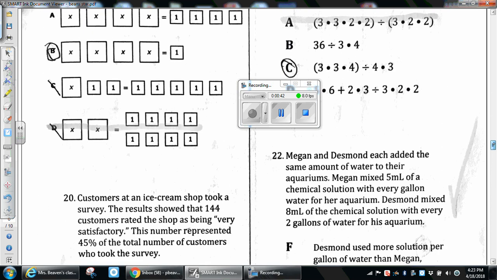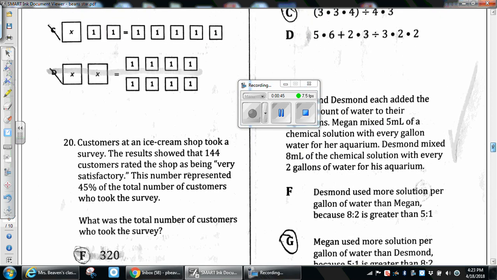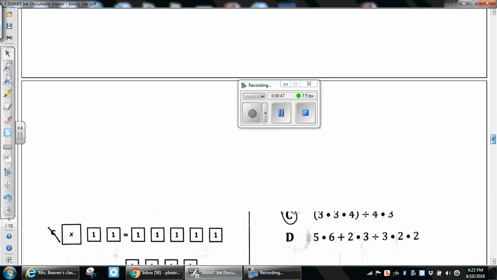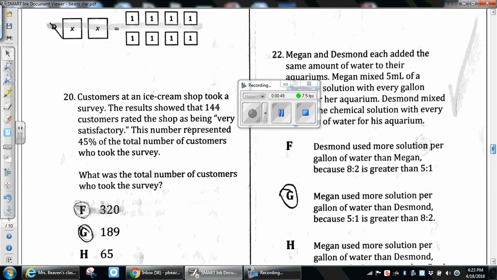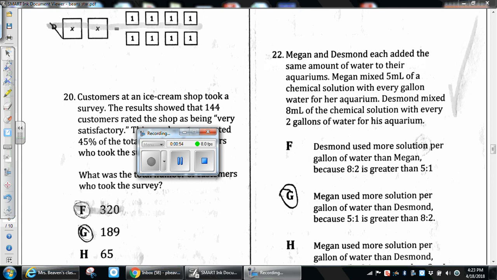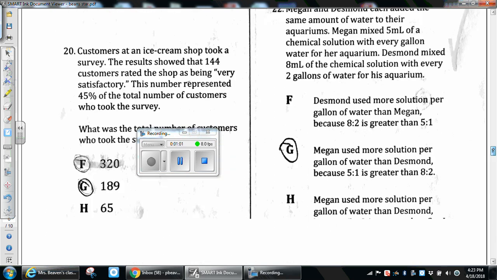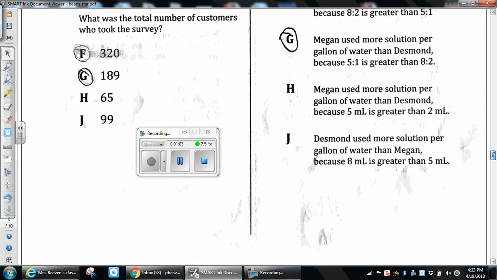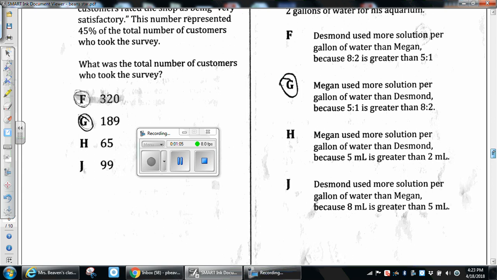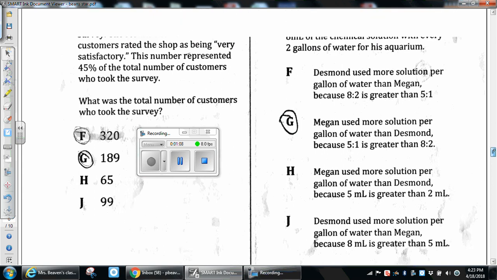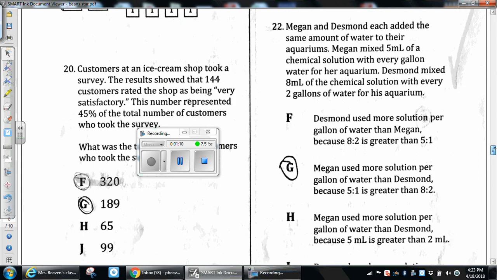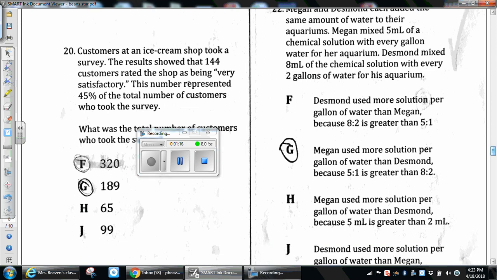Okay, so we'll go over those. So let's see, we have question 20, question 21, 22. Okay, and it seems like we did go over this one. 22, we had a ratio, I remember that. It was a ratio of the chemical solution to water.